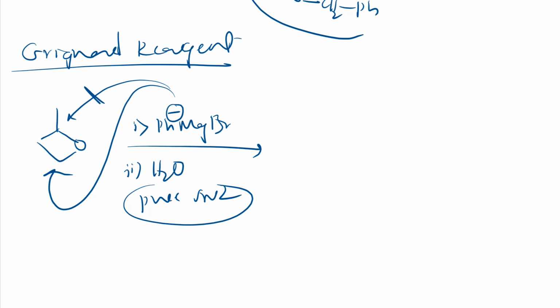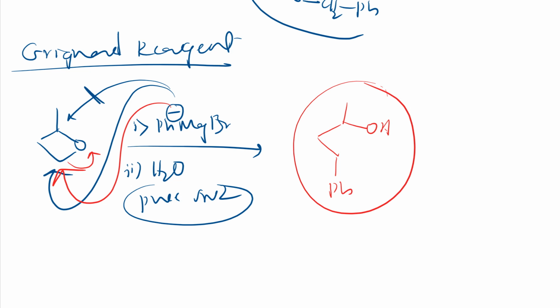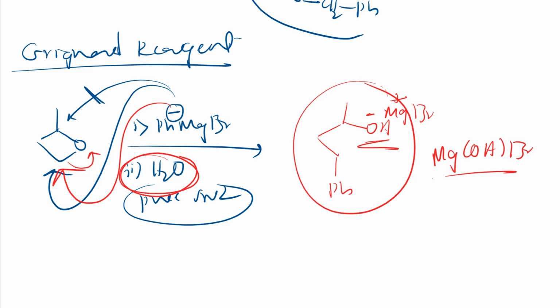So what I will get, if it attacks here to this carbon, this will be opened, right? So I will get, see here, OH here, and CH2 and here Ph, this product. This OH, it came after this second step only. Initially it will be O minus MgBr plus. When we add water, it becomes OH, and this MgBr becomes MgOHBr. Simple Grignard reagent reaction, you know those things.